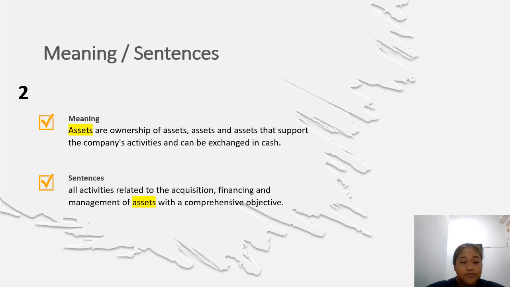Next, number 2. Asset or ownership of asset. Asset are assets that support the company's activities and can be exchanged in cash. Sentences: all activities related to the acquisition, financing, and management of assets with a comprehensive objective.